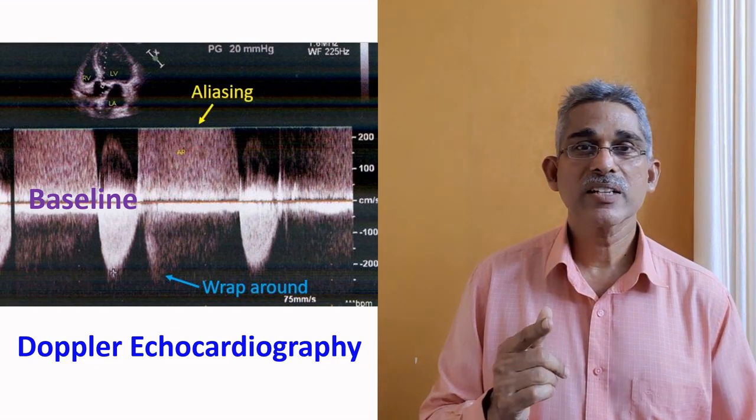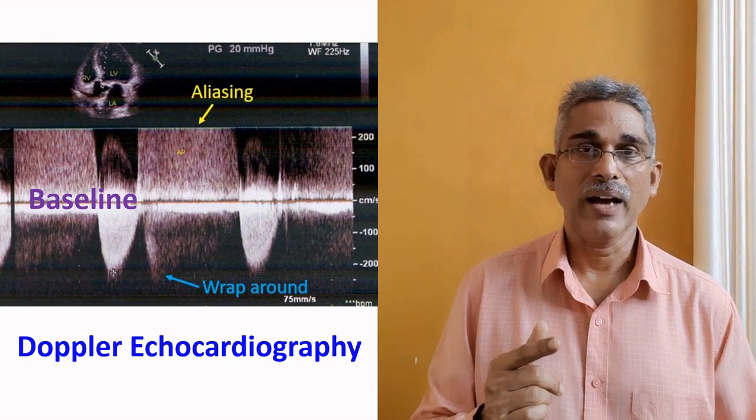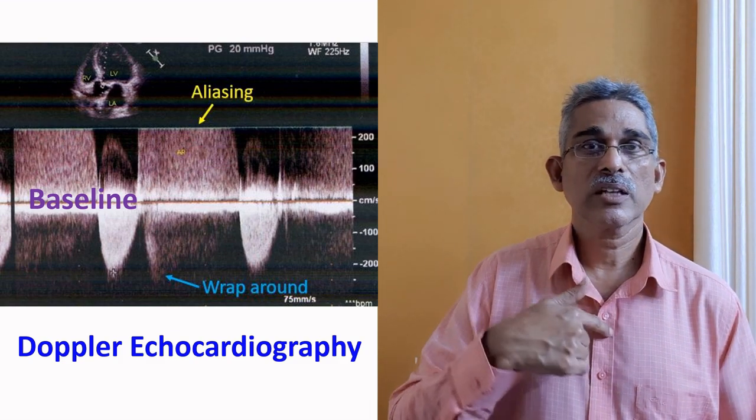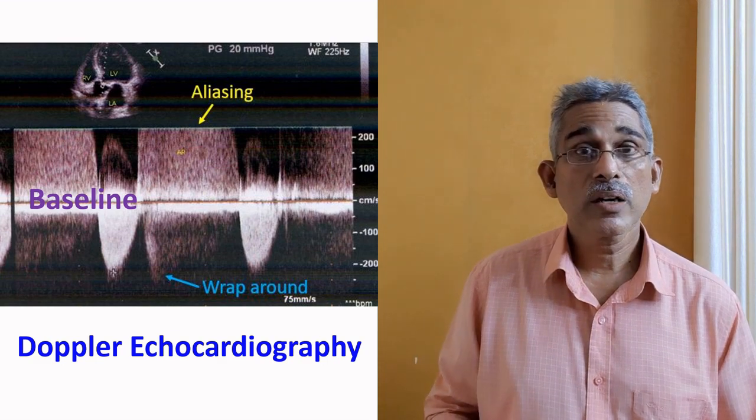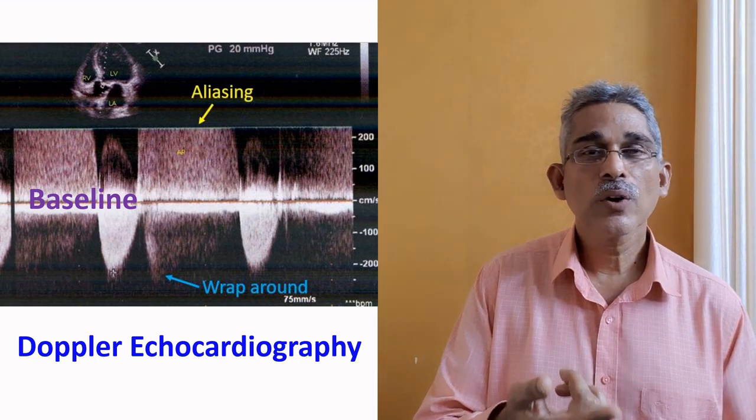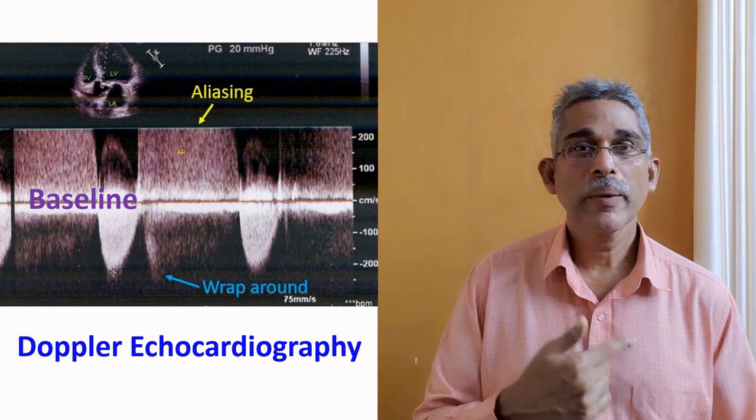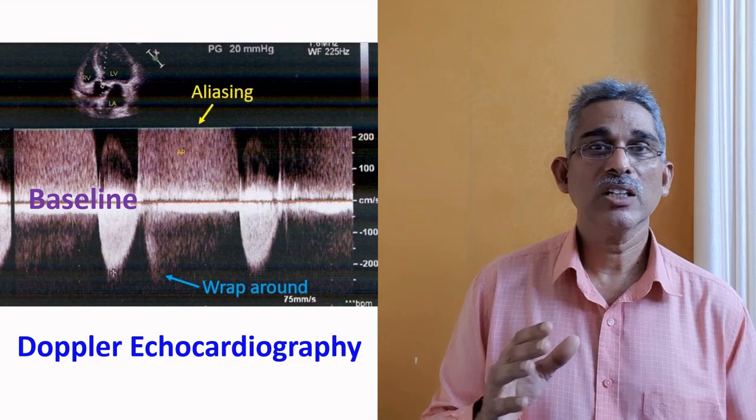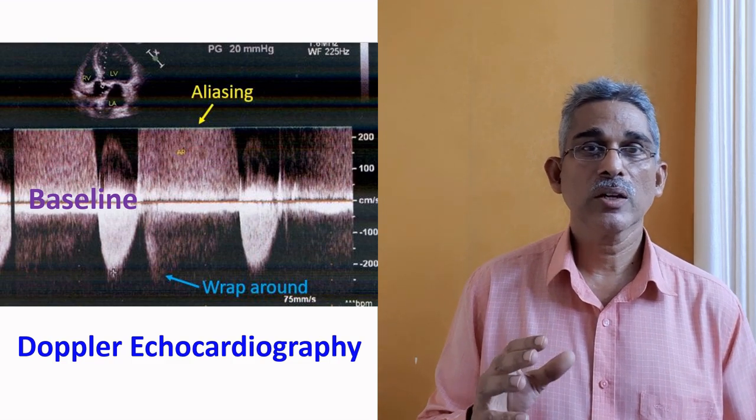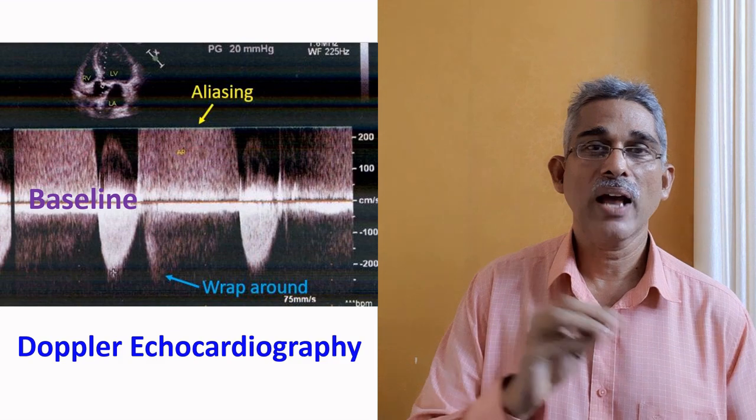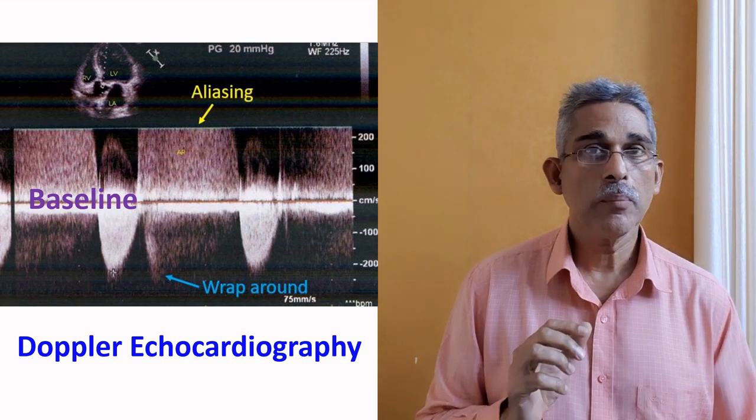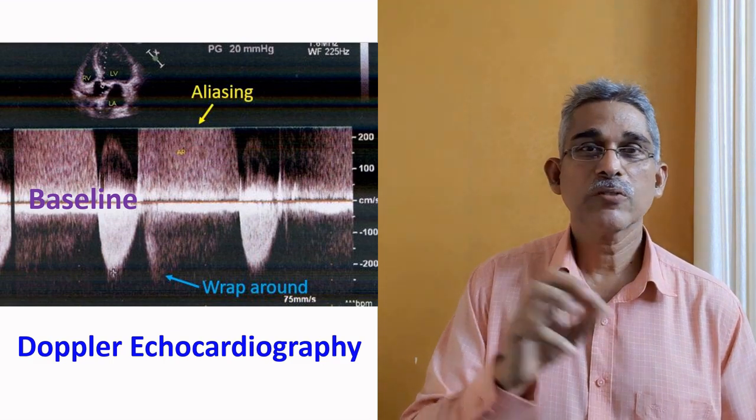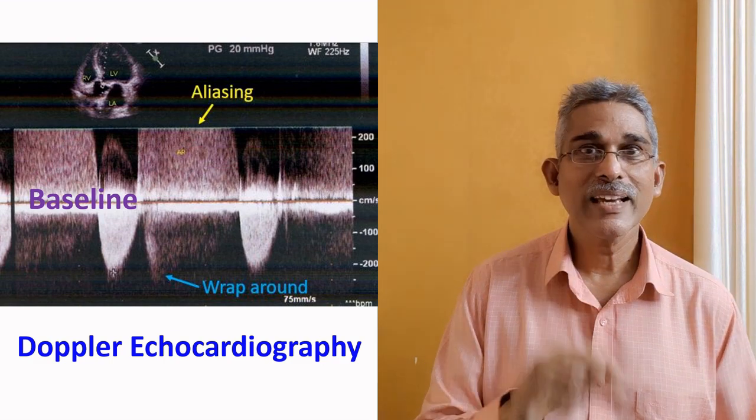By convention, color coding is such that when the flow is away from the transducer, which is kept on the surface, it is color coded blue. When it is flowing towards the transducer, it will be color coded red. And in high velocity flows, there will be something known as variance. Different regions will have different velocities due to turbulence. Then a variance is coded so that you have a mixing of colors. That is known as mosaic pattern.